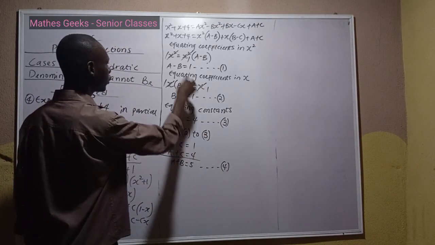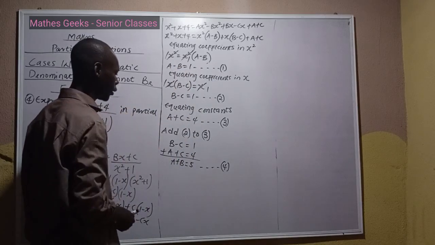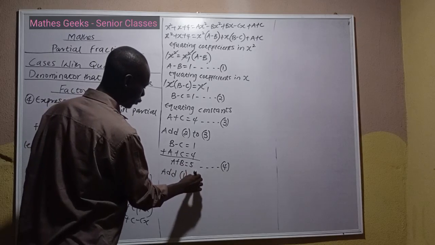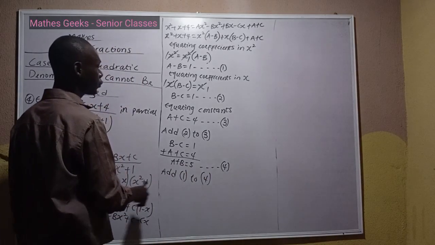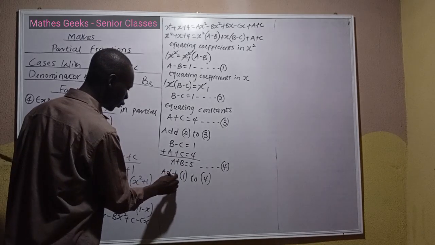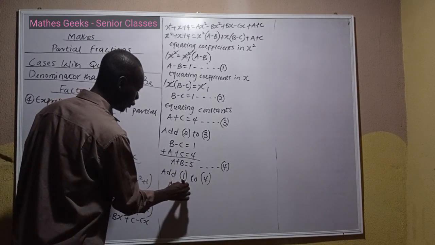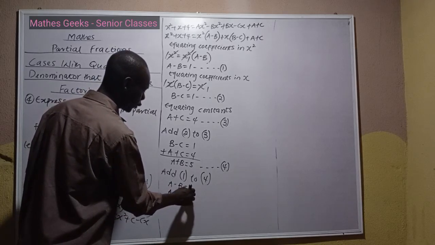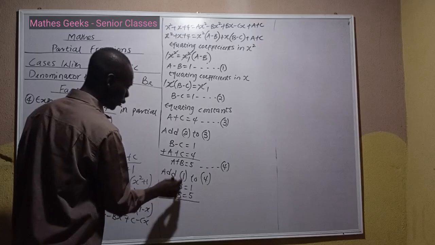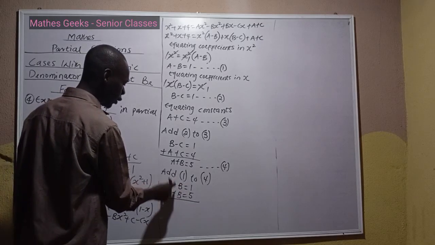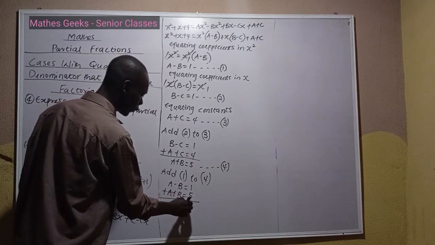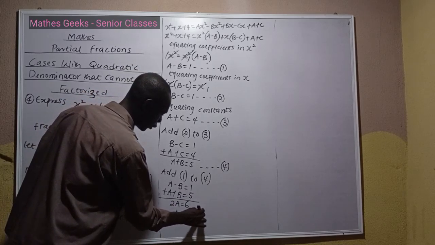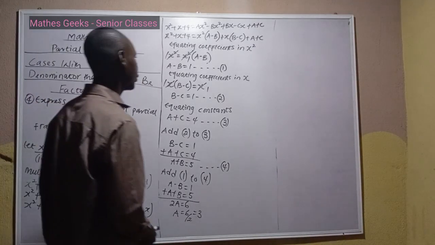We have a plus b, so let's see. Equation 1 has a minus b, so we're going to add equation 1 to equation 4. Equation 1 is a minus b equals 1, and equation 4 is a plus b equals 5. When we add, this will eliminate b. Minus b plus b is 0. a plus a is 2a, 1 plus 5 is 6. So a is equal to 6 divided by 2, which is 3. The value of a is 3.